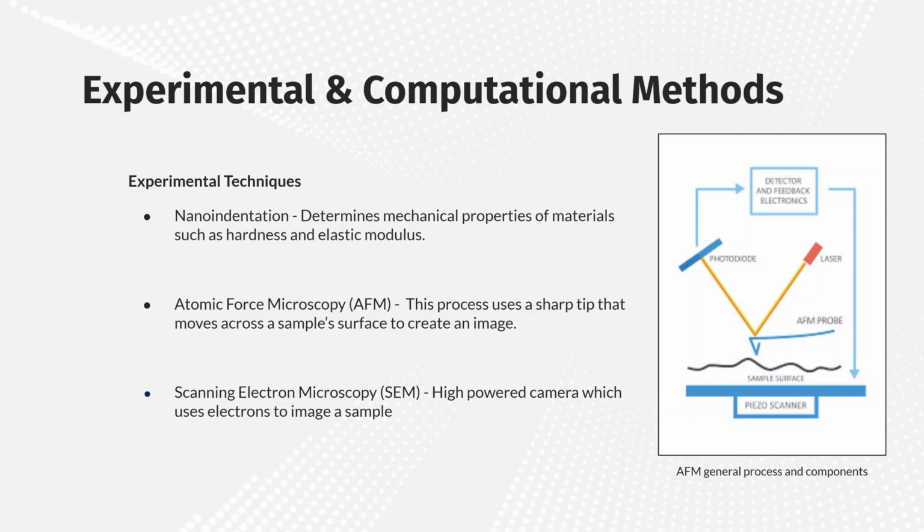Another technique is atomic force microscopy. This process uses a sharp tip that moves across a sample surface to create an image. This technique can be used to help determine surface roughness as well as hardness and elasticity. Next, we have scanning electron microscopy, which uses electrons to generate high resolution images of surfaces. These methods can be used to help us understand materials in incredible detail.